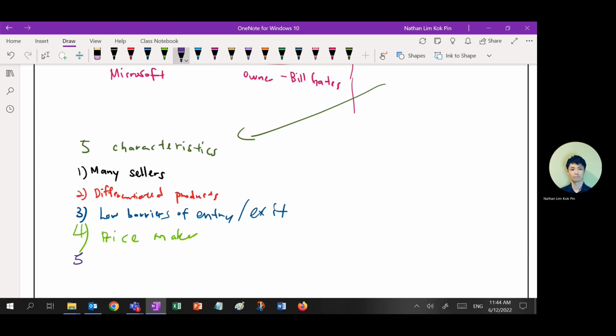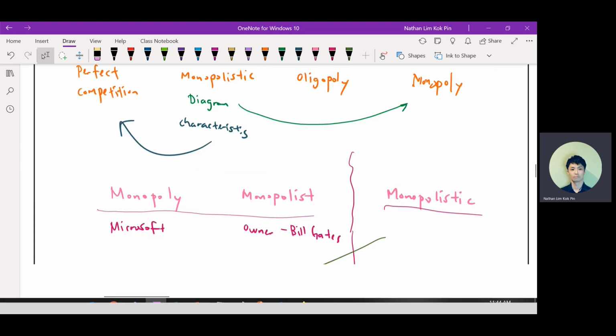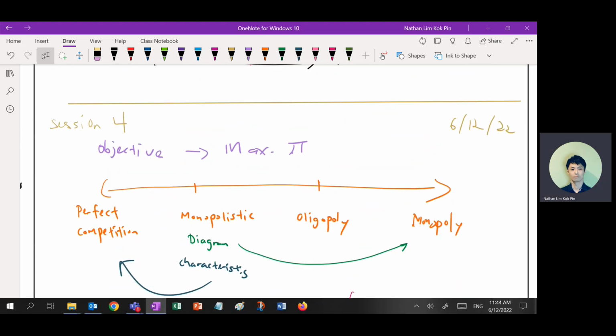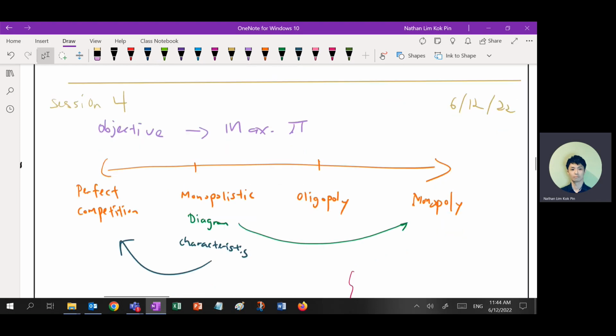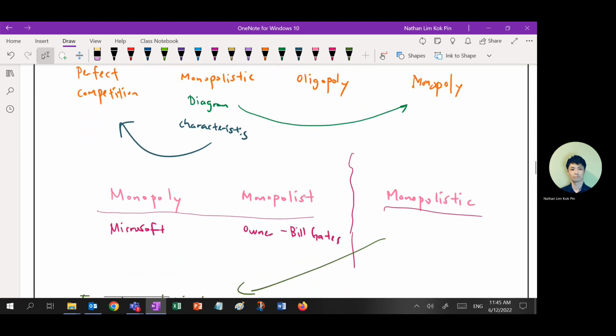Number 5. They have imperfect information. In fact, out of the 4 market structures, monopolistic competition, oligopoly, and monopoly are imperfect. So they have imperfect information. Only perfect competition is perfect, so they have perfect information. Okay? Make sense?